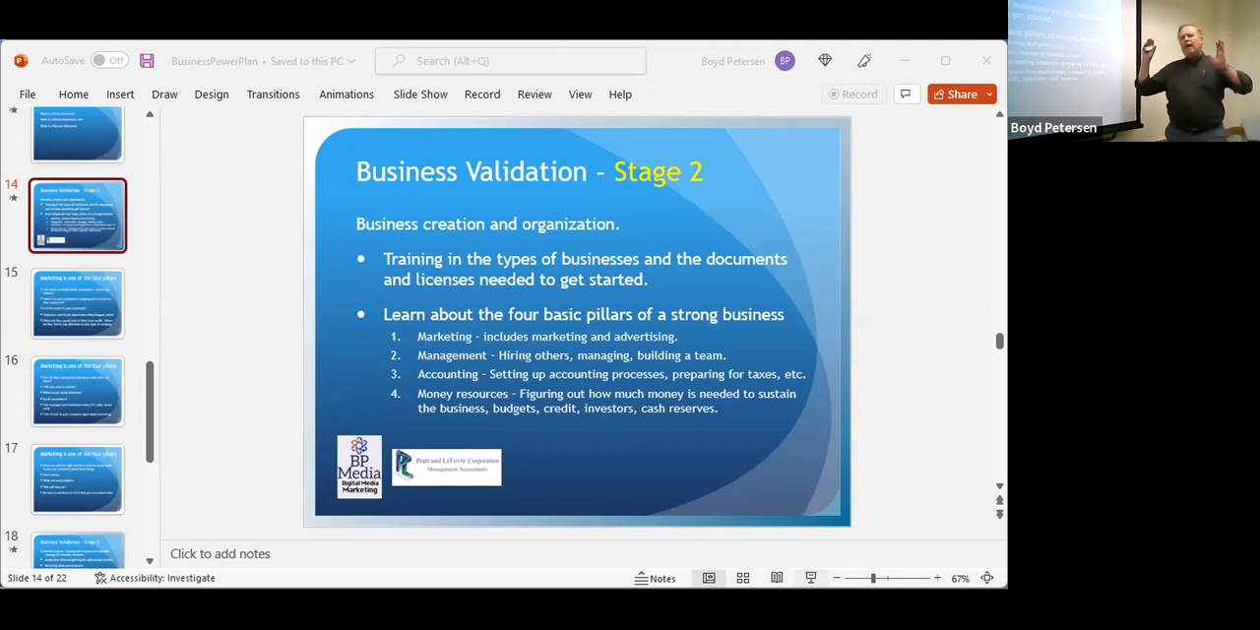People say, oh, I like to bootstrap what I'm building. Well, good, but you've got to know what you're going to need to get that going, like how much money is needed to sustain your business while you're getting it going. You can bootstrap, or you can find an investor, and there are all kinds of things. All of these things are going to be talked about in the next few weeks, okay?